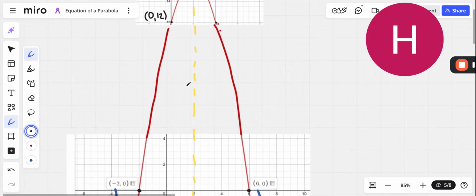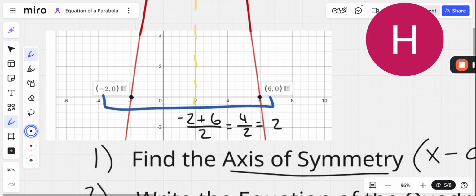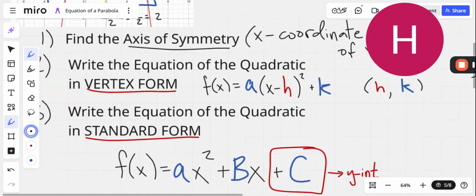And of course, you might be saying, well, then how did they graph it on Desmos? Yeah, okay. You got me.